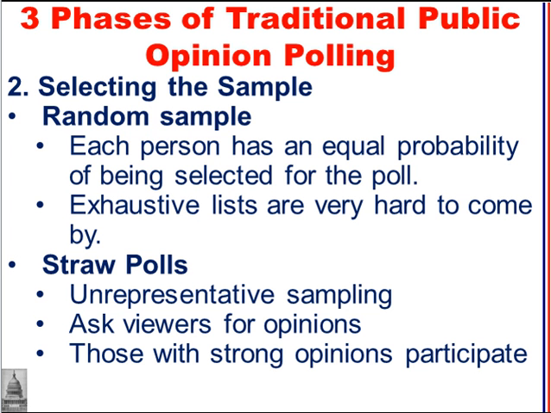One of those is a straw poll, which is unscientific. We learned about it in the previous discussion. It's unrepresentative sampling. It asks viewers for their opinions, and that can happen on TV or the internet. Those with strong opinions tend to participate, tend to vote in these straw polls. So they're not exactly scientific.